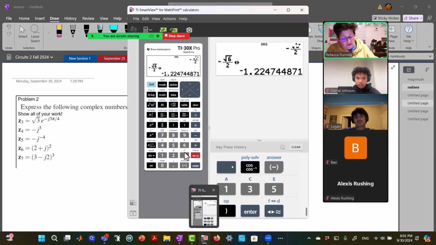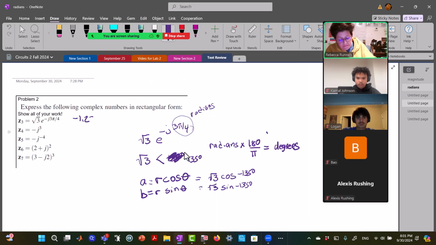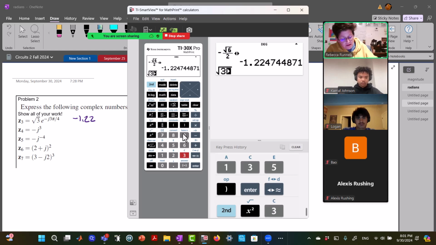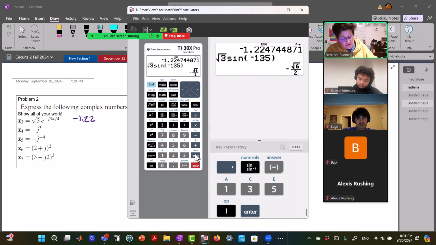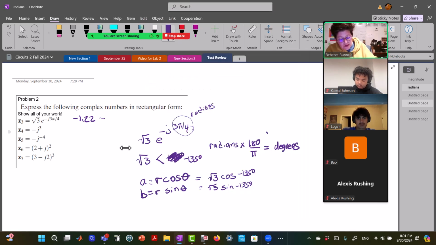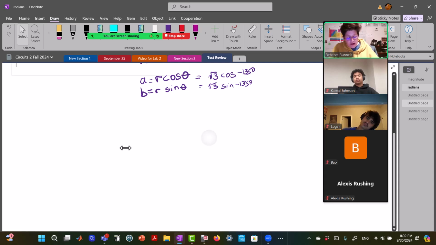So that's negative 1.22 is A, and then B is the square root of 3 times the sine of negative 135 degrees, which is also negative 1.22. So this is minus 1.22 minus j 1.22. Oh, by the way, when you write something as a phasor, you never have a negative magnitude.